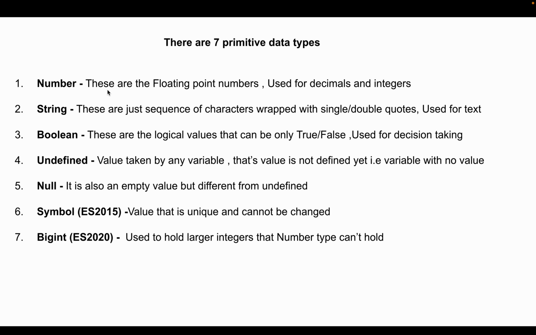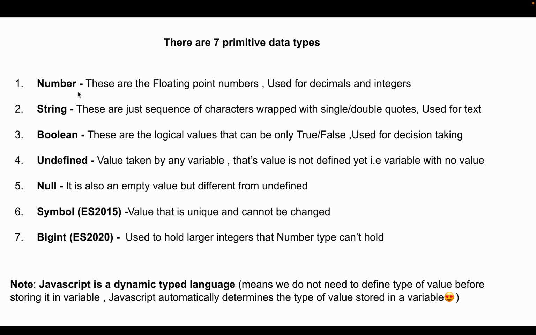Unlike other languages where we use float for floating numbers and integer for integer numbers, in JavaScript we use number as a data type. It doesn't matter whether it is a floating point number or an integer. It comes under the number data type. So if you are using decimals or integers, if you check the type of that number, it will be number only.